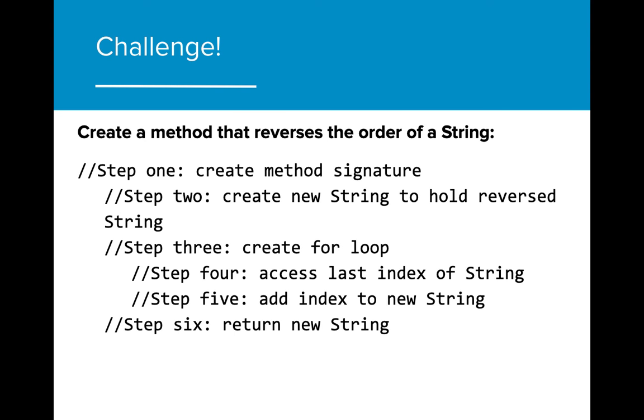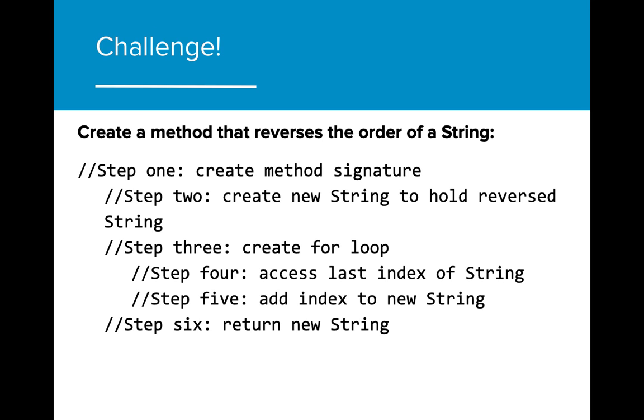We can actually create this method in 6 steps. First, we need to create a method signature. Then we can create a new string that we will return with the reversed string values. Next, we will create a for loop to traverse through the string, access the last index of that string, and add that index to the new string. Finally, we will return the new string to the program.